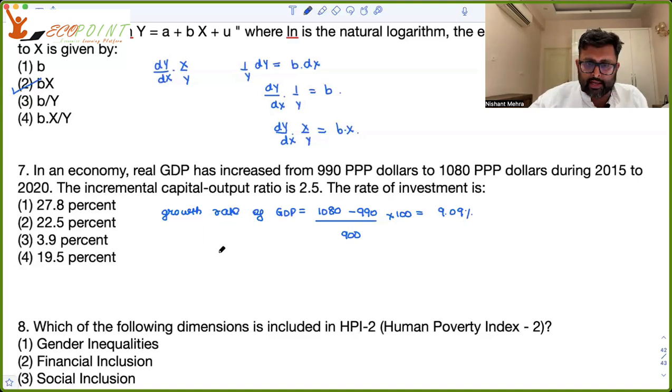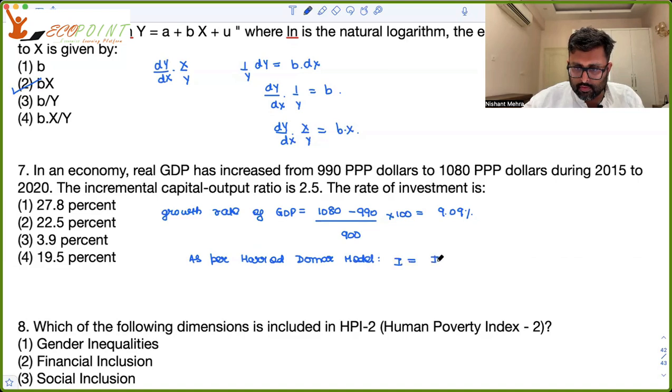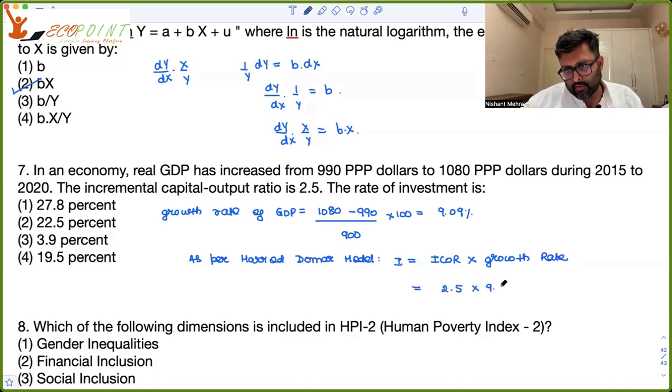So what does the Harrod-Domar model say? As per the Harrod-Domar model, investment is equal to ICOR into growth rate. What is ICOR? 2.5. What is the growth rate? 9.09%. So it is 22.73%. So you have whatever is the nearest one.